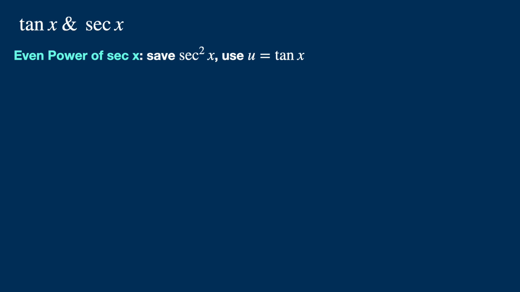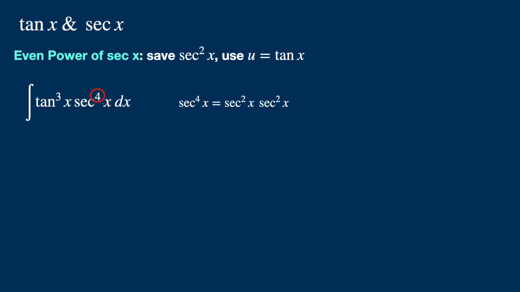Now, let's do tangent and secant. So first one, look very carefully: you have an even power of secant. Even power of secant, you save secant squared x, then you substitute u equals tangent x. What do I mean by that? Let's see this one. Integral of tangent cubed x secant to the fourth x dx. You see the power is 4 there.